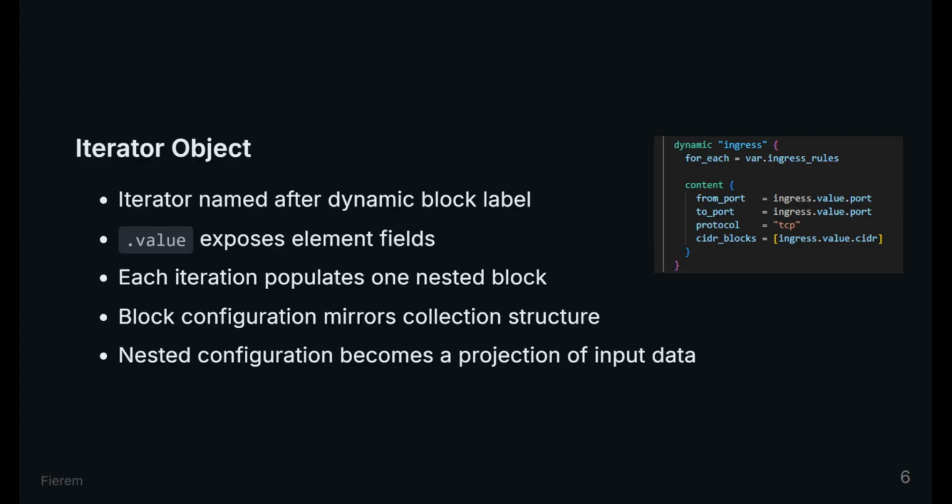The iterator object represents the current element in the loop. Terraform names the iterator after the dynamic block label. The .value attribute exposes the element's fields. Each iteration populates the nested block with that element's data. The nested configuration becomes a projection of the input collection.